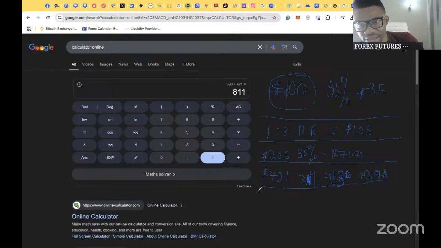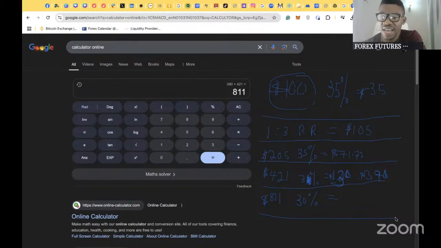So the next stage, which will be our fourth stage, we are now at a balance of 811. With 811, let's say this time around we are safe to risk 30% of the capital for that following week. And let's say it doesn't go well. Let's say we lose the trade for that week.